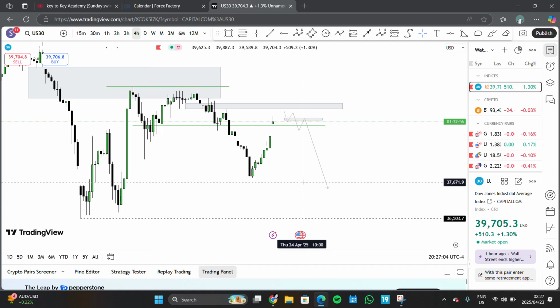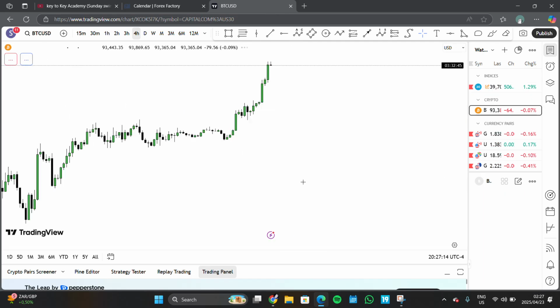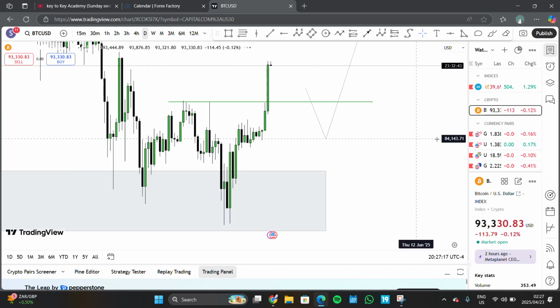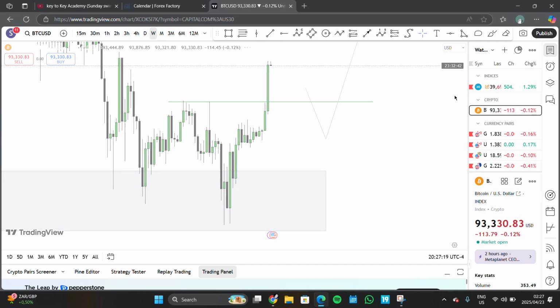So it will be perfect for me to look for sells inside that order block that I've mentioned. So this is what I see on VS30. It's going to take time to play out, but hopefully if it plays out, we'll be able to capitalize from it. Then this is Bitcoin.